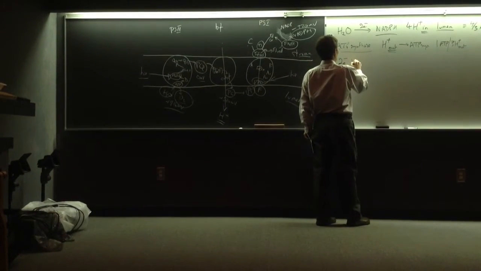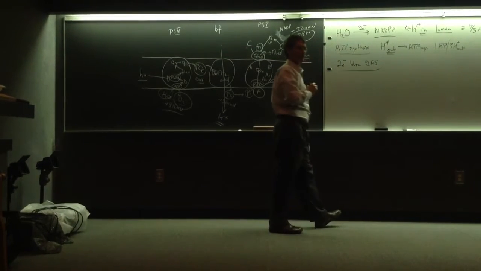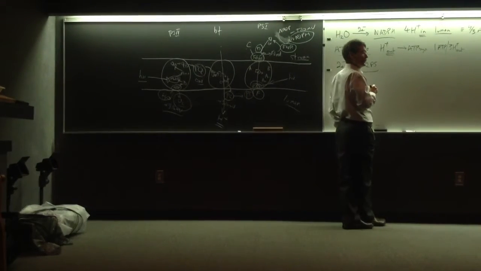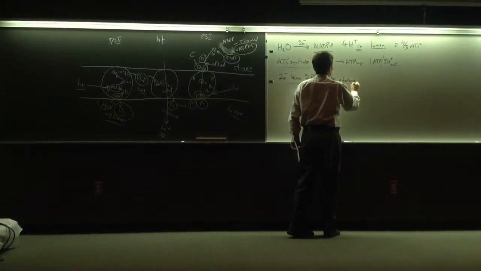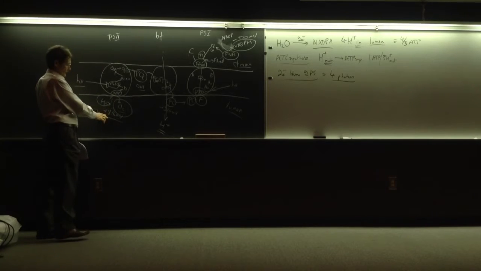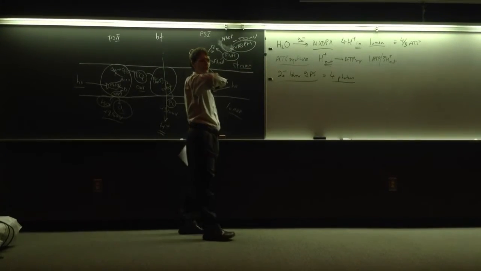Two electrons in two solar systems. We need one photon per electron, so four photons. So we get two electrons from water to NADPH, which requires four photons.